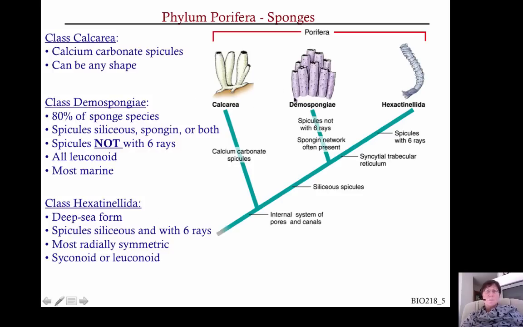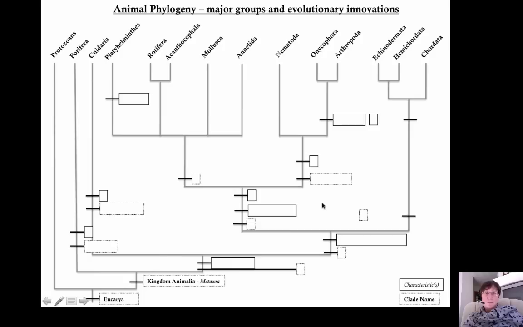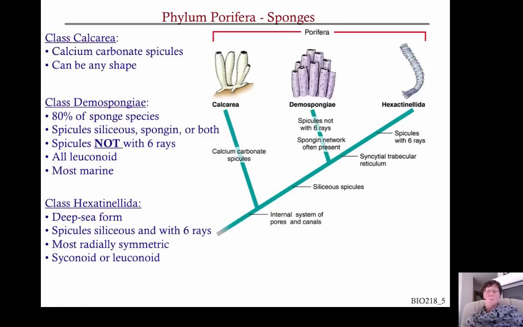So Calcarea and demosponges tend to be rather asymmetric, whereas most Hexactinellida tend to be radially symmetric, at least in part, in their upper bodies. They can exhibit either syconoid or leuconoid body shapes. And remember, both of these two can have silica in their spicules, but the Hexactinellida have 6 rays. The demosponges do not have 6 rays. And I guess I lied, I don't have a picture of this, but there is a picture in your book of what the 6 rays look like.